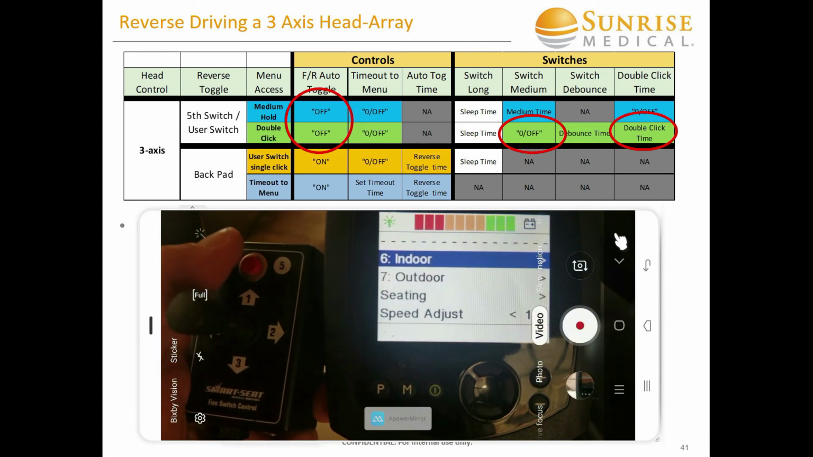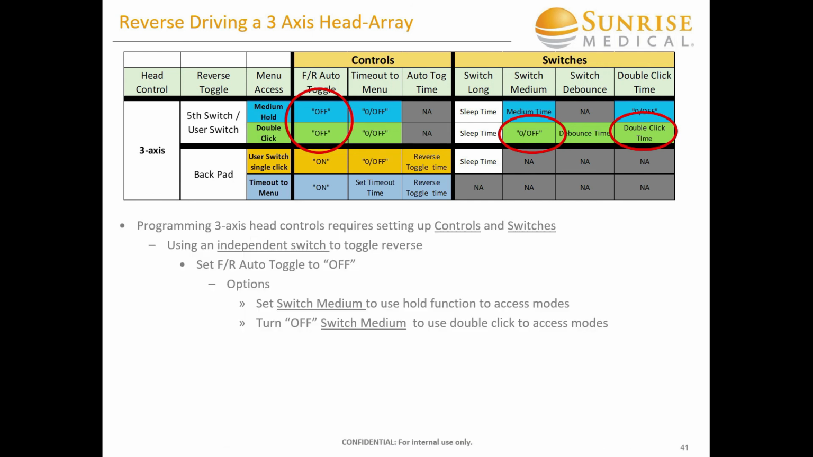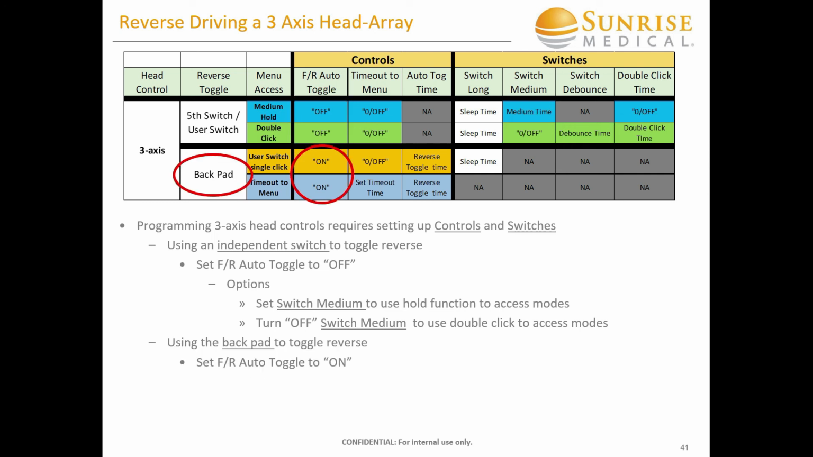Now let's say maybe somebody doesn't want to use a fifth switch. Instead, they want to use the back pad to toggle in and out. But now if we want to not use a switch to go in and out of reverse, instead we want to use the back pad itself, then this is how we're going to set it up here. Okay, so we're going to first of all turn the forward reverse auto toggle, not time, but the forward reverse auto toggle, we're going to set that to on.